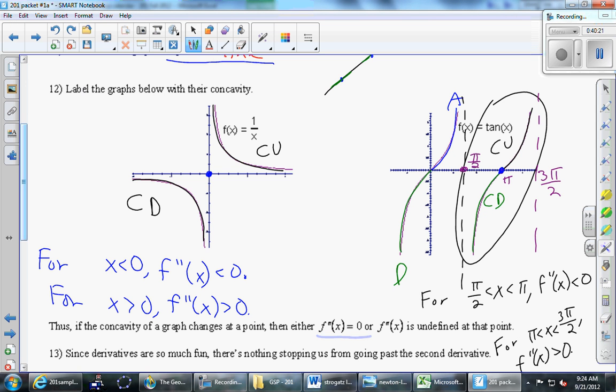To the left of this point right here, it's concave down. To the right, it's concave up. How do you go from negative numbers to positive numbers? Well, you hit 0 in between, right? So that's another important thing for today. If I ask you to figure out where the concavity changes, we want the second derivative to be 0 or undefined. Those are the candidates.